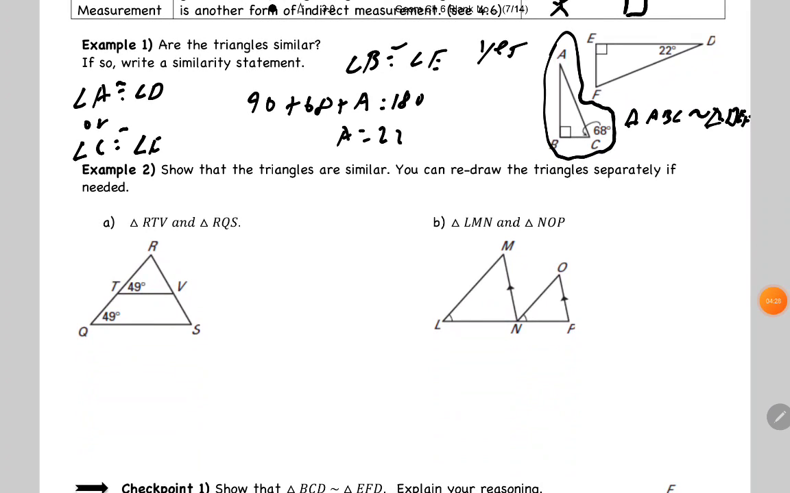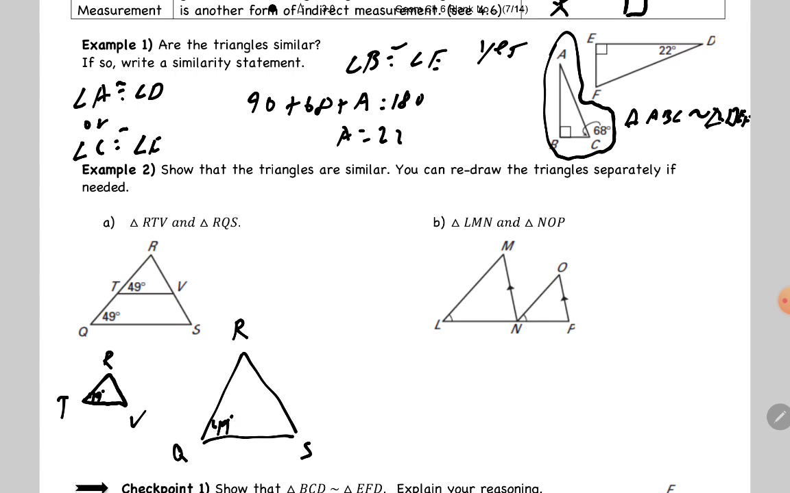Alright, now they want us to show that the triangles are similar. You can redraw the triangles separately if needed. So what they mean is, in this left picture, there are two triangles. There's the big triangle, and then there's the small one near the top of the pyramid there, if you think of it that way. So I'm just going to redraw it. So here's our TV and RQS. Now both of these are 49 degrees.